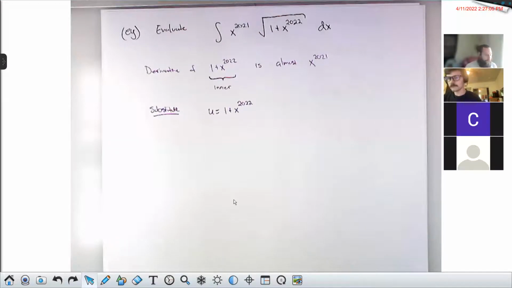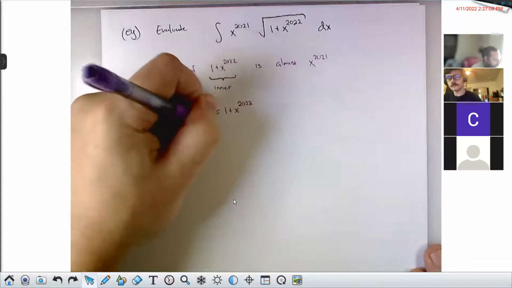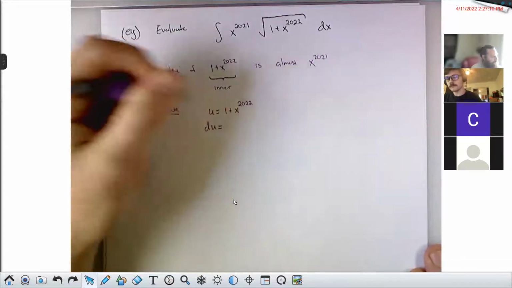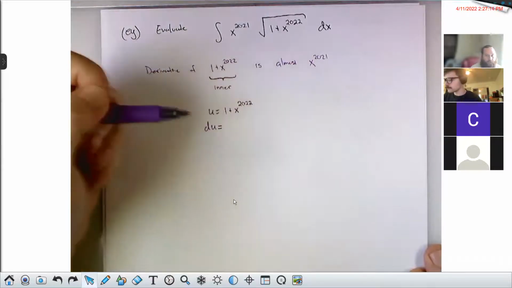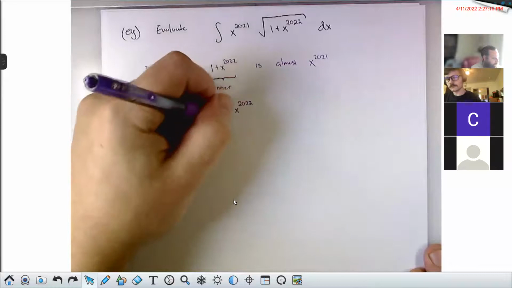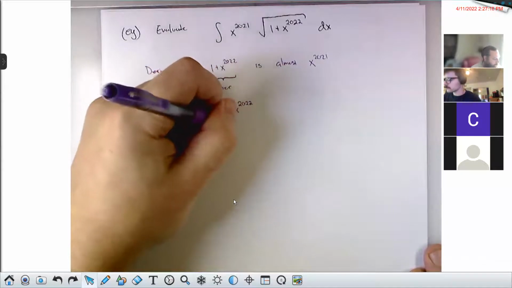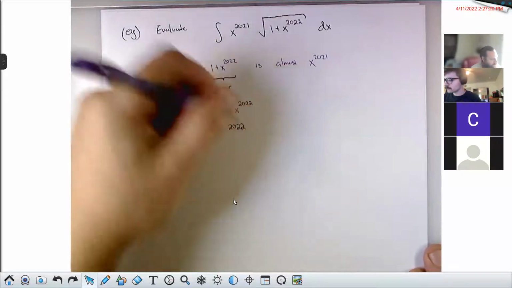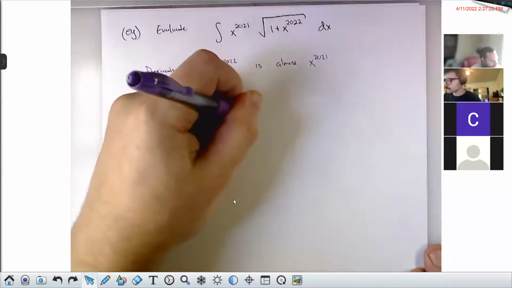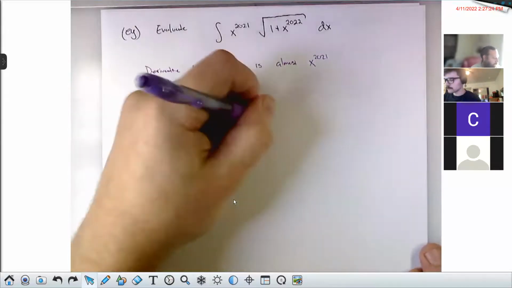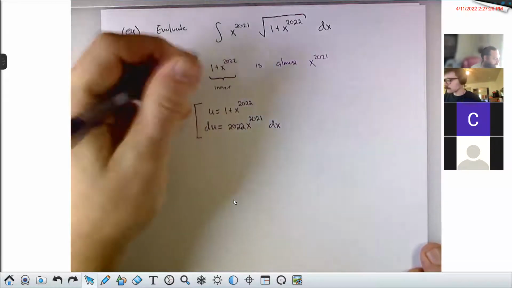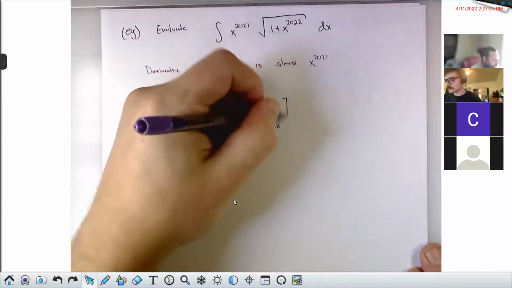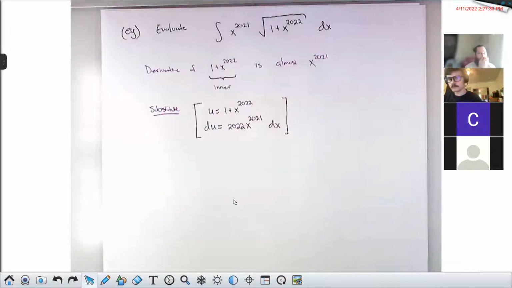And then before we do anything else, we immediately calculate the differential. So I differentiate this function and I slap on a dx. The derivative of 1 is 0. The derivative of x to the 2022 is 2022 times x to the 2021. So that differential is du equals 2022 x to the 2021 times dx.